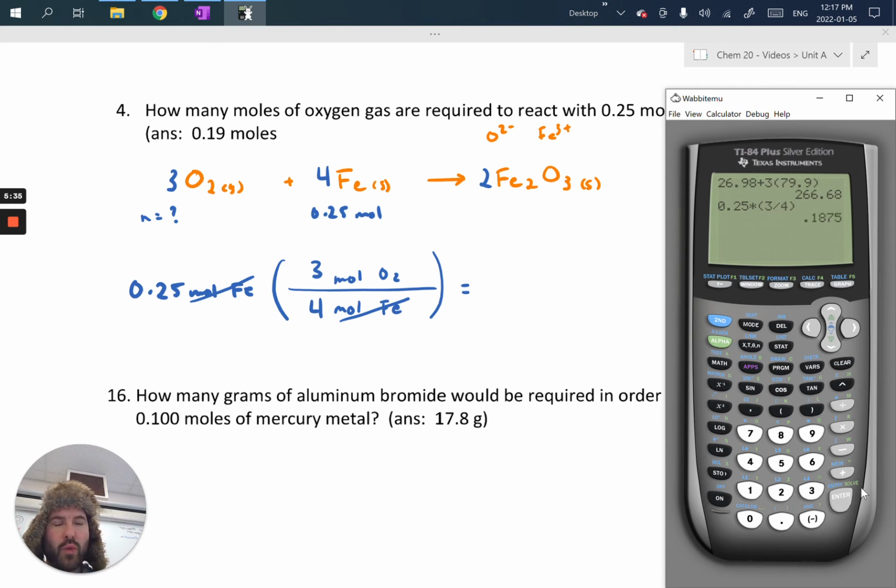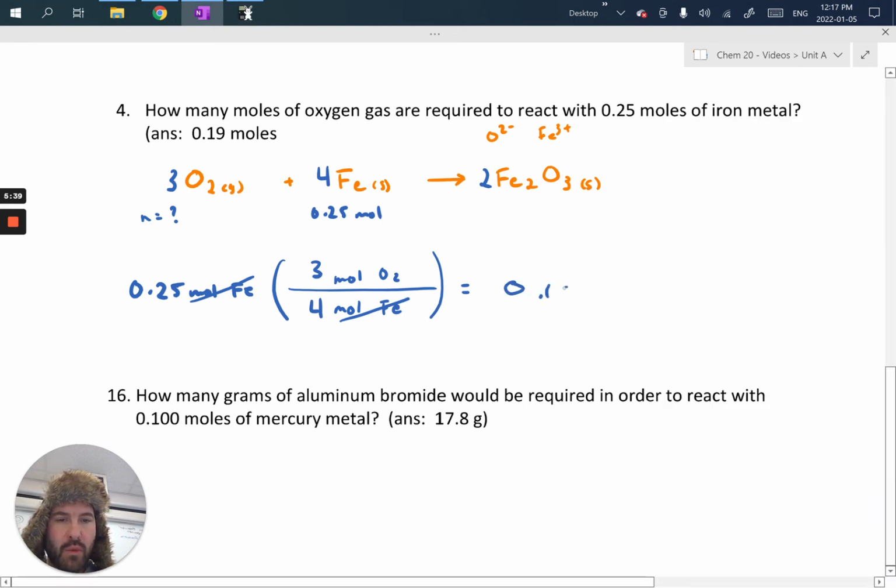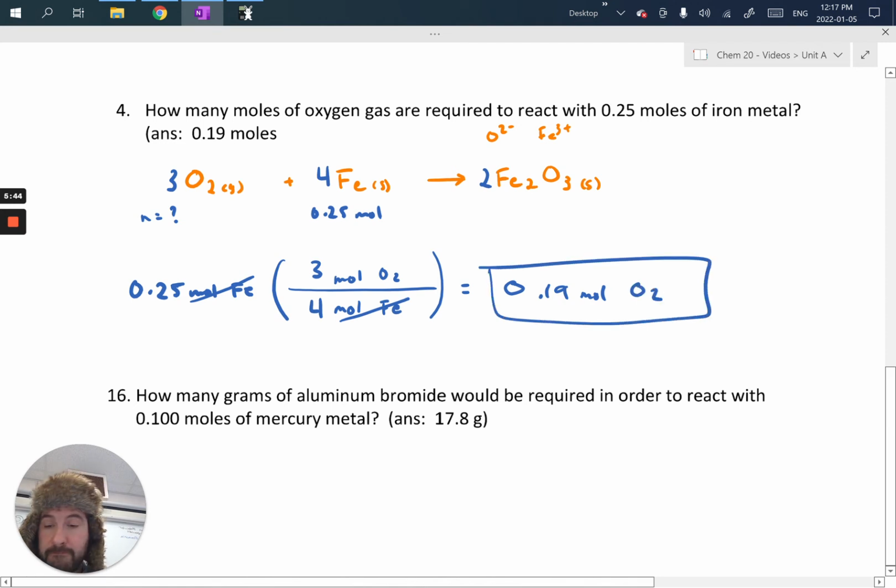And I'm going to get 0.1875, and if I'm rounding that to 2 sig digs, I'm going to get 0.19 moles of oxygen. Okay? Stoichiometry right there. That's mole to mole stoic.